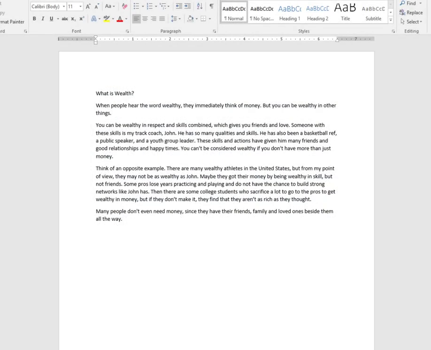So that is pretty effective. It fulfills the expectations that I had as the reader after I read the topic sentence. And it has a little concluding sentence as well. "You can't be considered wealthy if you don't have more than just money" wraps up the main ideas, and clearly connects to the topic sentence.